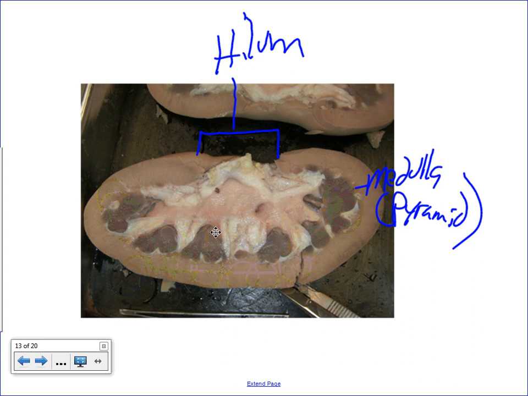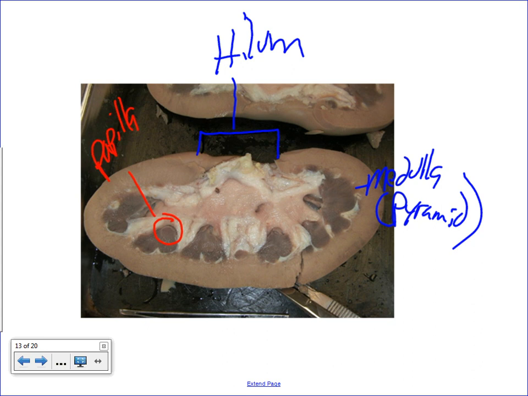Oh, this little space. Notice how there's this little space right here between the renal pyramid and this minor calyx. This is called the renal papilla.